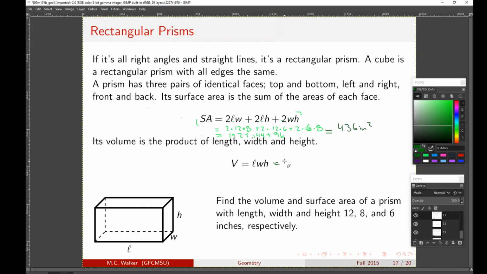Volume's a lot simpler. It's 12 times 8 times 6. That's 12 times 48. 4, 6, 7, 576. Cool. Or cubic inches, whichever.